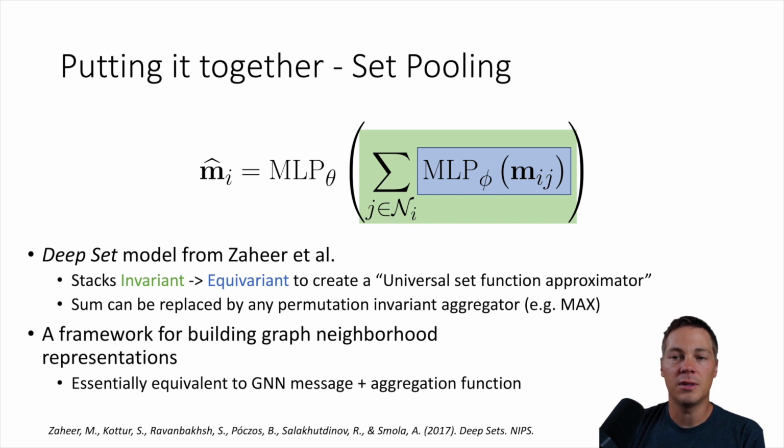So this gives us a recipe for building representations of graph neighborhoods. We can essentially use this deep set model. And that's essentially equivalent to what we've previously defined as the message and aggregation functions from the neural message passing lecture. So we have this message function that maps features to some vector, and then we have some aggregation function that collects all of those messages to have a representation of a node's neighborhood.